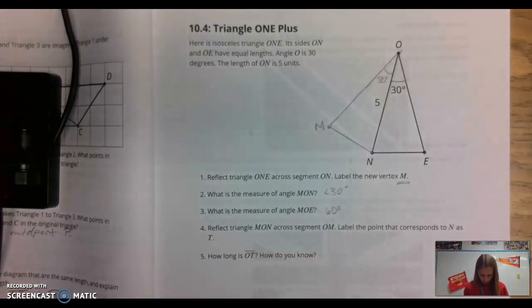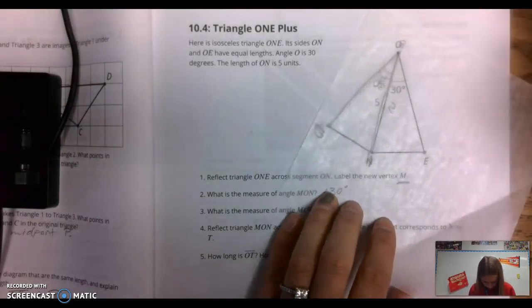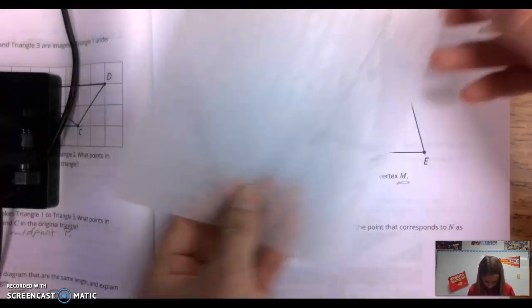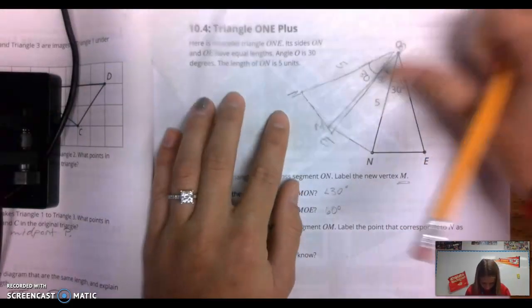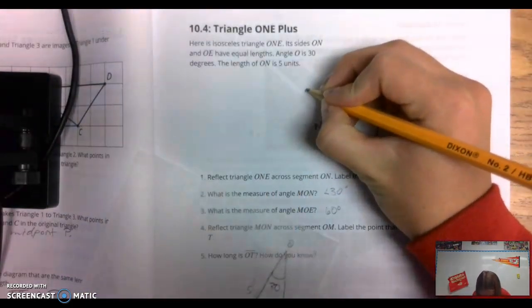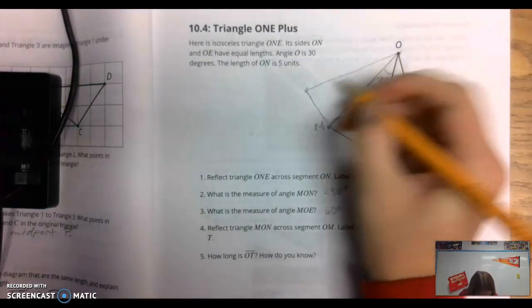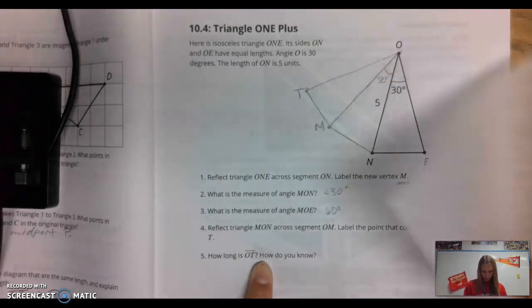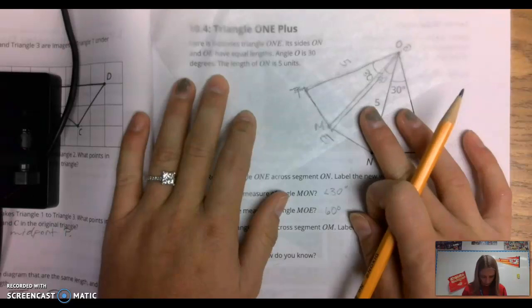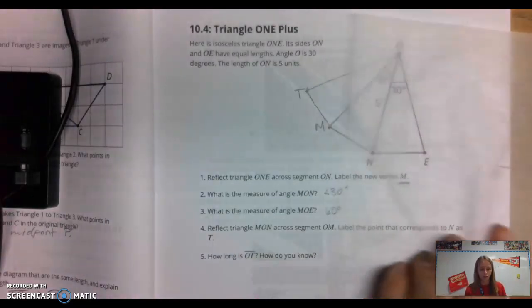Alright, now it says reflect MON across OM. Okay. And there's our new point. And I'm going to label that T. It says, how long is OT? Well, OT right here, I can see is 5. It's the same length as our original ON.